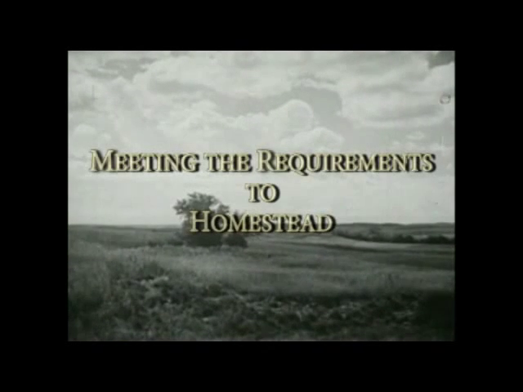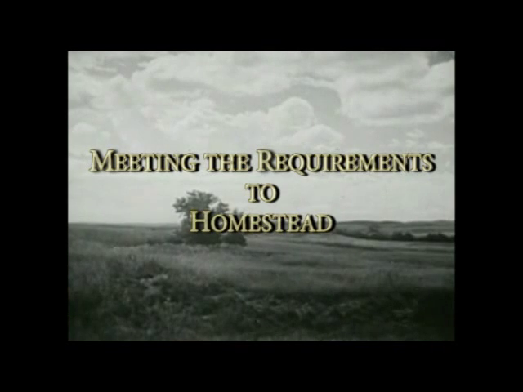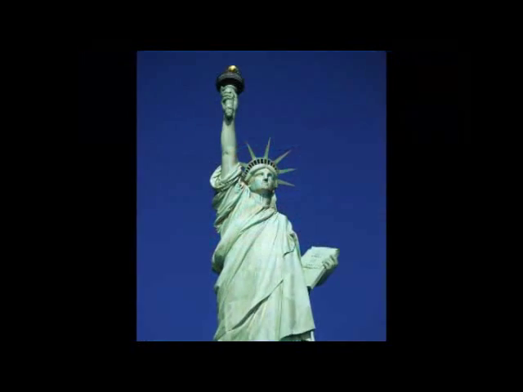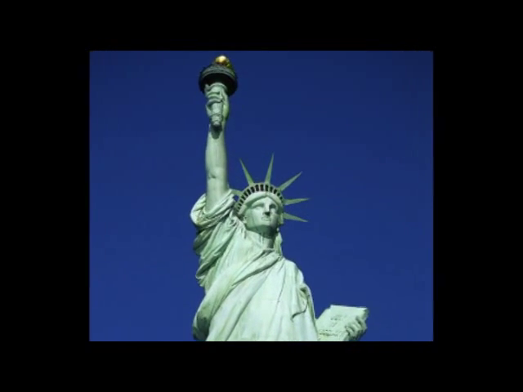In order to make a claim, a person would need to meet certain requirements. Those requirements were that any person who was the head of a family or who had arrived at the age of 21 years and was a citizen of the United States or declared their intention to become a citizen, and a person that never bore arms against the United States government could claim land under the Homestead Act.